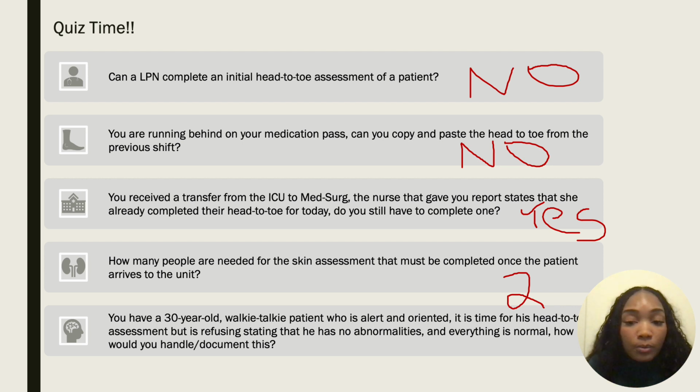So you're not going to put within normal limits if you have not seen it, if you have not assessed it. You're also going to let the provider know that the patient is refusing this assessment so that you're not able to gather the baseline that you need for this patient. You cannot put within normal limits just based off of the patient saying it. This is something that you have to assess and document for yourself.